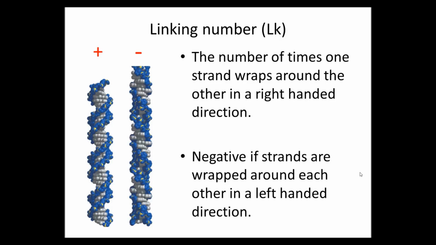Linking number is an important concept in DNA topology. Linking number is the number of times one strand of DNA wraps around the other strand. If one strand wraps around the other strand in a right-handed direction, if it's a right-handed helix, then it will have a positive linking number. For example, this B-DNA here is a right-handed helix, and you can tell that because the front strand passes up and to the right in front of the rear strand, and it has a positive linking number. So this left-handed helix, this Z-DNA, has a negative linking number.